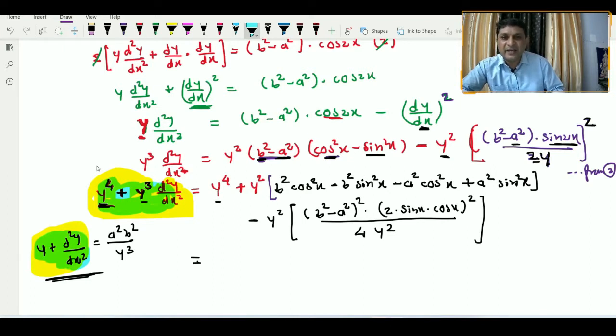और right hand side में अगर ये पूरा सिंप्लीफाई करके अगर हमें a square b square मिलता है, तो हमने y क्यूब से दोनों साइड को डिवाइड किया, तो ये भी साइड को y क्यूब से डिवाइड करेंगे एंड वी विल गेट आवर रिक्वायर्ड रिजल्ट.